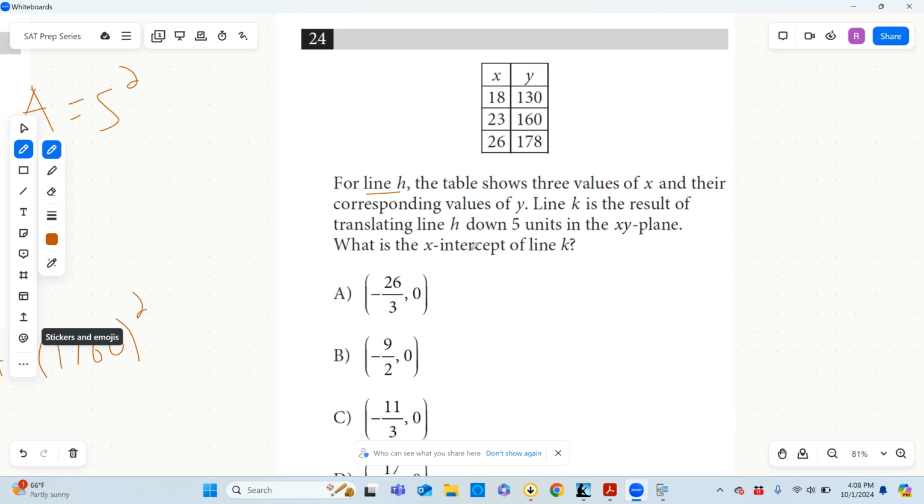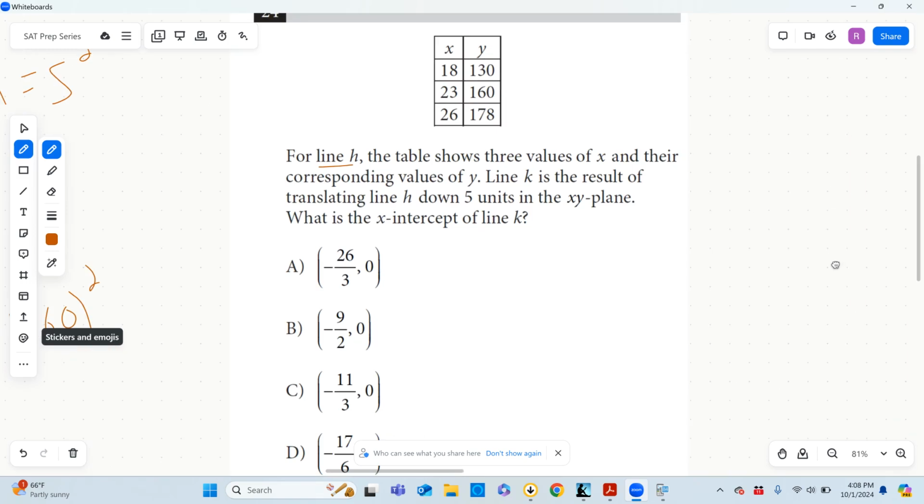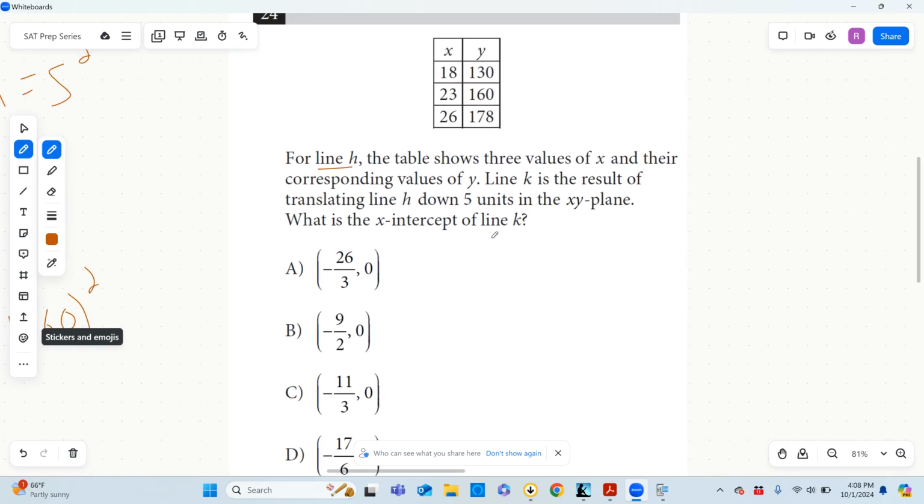Okay, so if we want to find the x-intercept of line K, first we have to figure out what line H looks like. And I can do that by using the coordinates that they've given me. In this case, it might make sense to use point slope form for a line. Point slope form should be y minus y1 equals m times x minus x1.